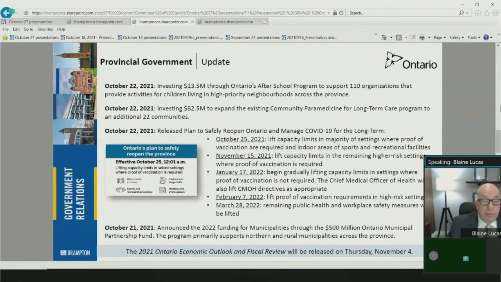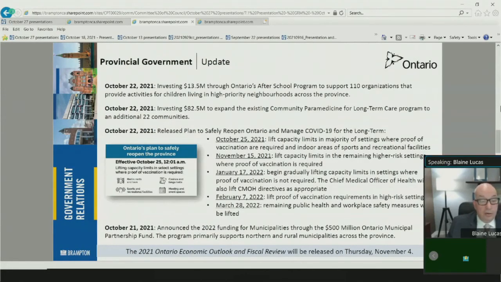And in March of 2021, Peel Region received $9.75 million from the Ministry of Health and Long-Term Care for paramedic services to be utilized for coordinated accessible care for seniors in Peel Region communities. Also on the provincial front, it is understood that the 2021 Ontario Economic Outlook and Fiscal Review will be released on Thursday, November 4th. Once that document is released, the Public Affairs team will consolidate the information, provide an analysis, and forward that to members of Council for your information and further consideration.